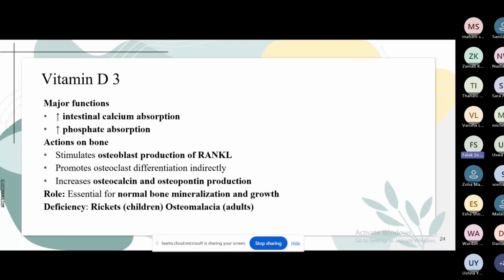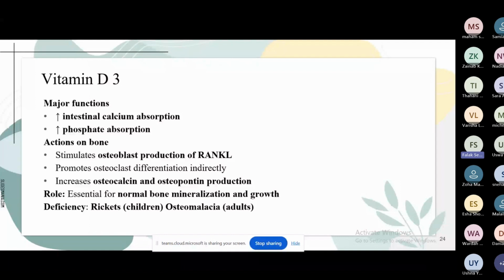Now coming to vitamin D3, the major function of vitamin D3 is that it increases intestinal calcium absorption and increases phosphate absorption. It stimulates osteoblast production of RANKL and it promotes osteoclast differentiation indirectly. It also increases osteocalcin and osteopontin production. Remember, these are the bone proteins. Ultimately, they are responsible for the normal bone mineralization and the growth.